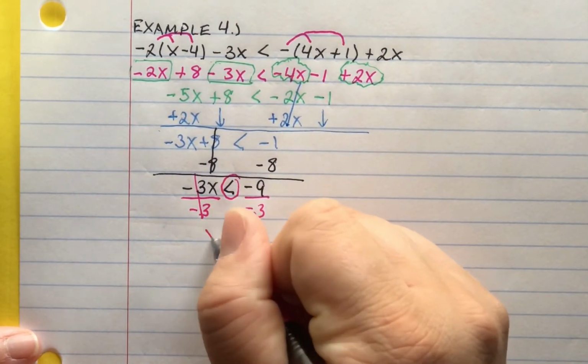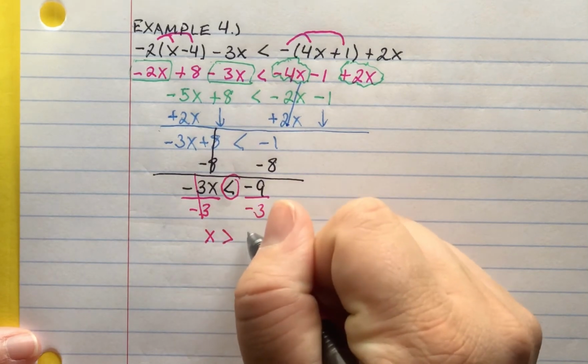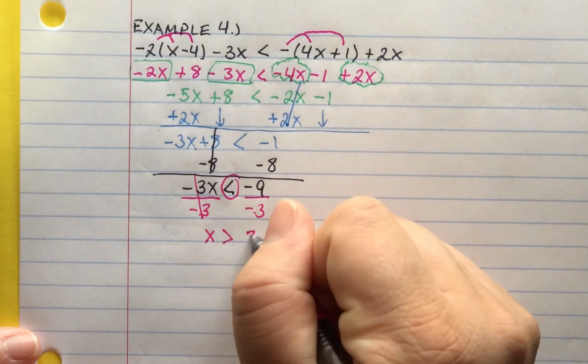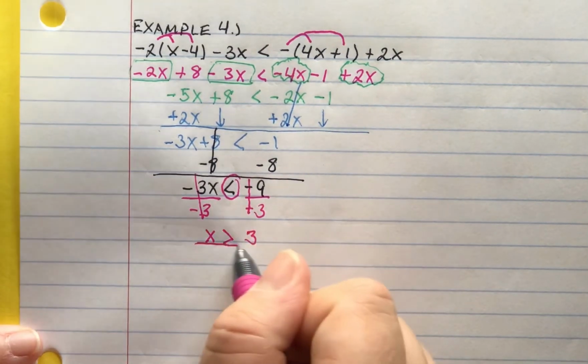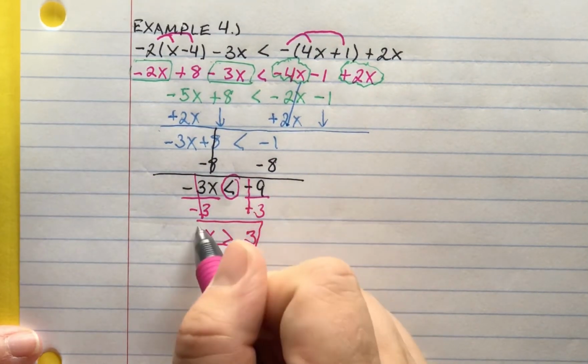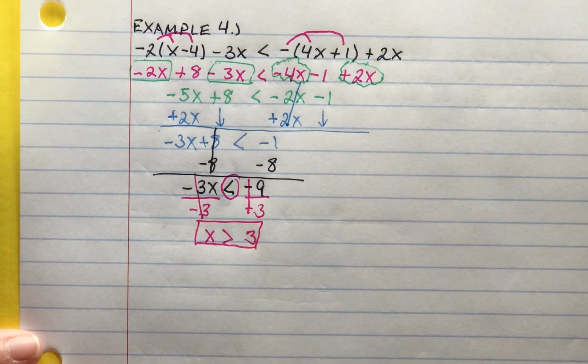This is going to become x is greater than 9. Or sorry, positive 3. Positive 3. So there's my answer. I still have to graph it.